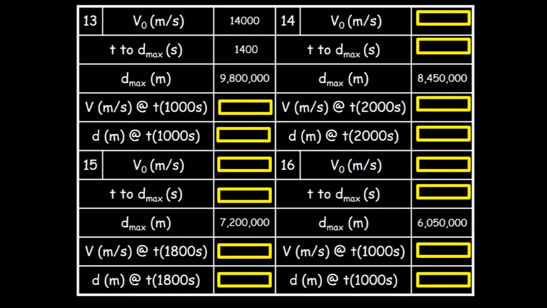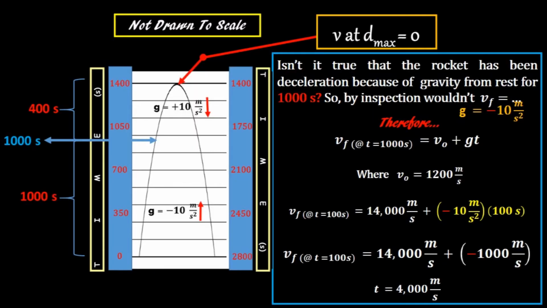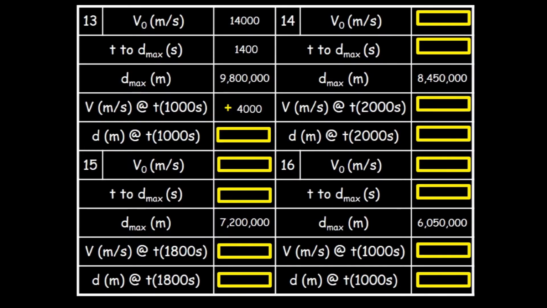So V at T of 1,000 seconds, how would you do that? Well, let's see. It's going to have been going 1,000 seconds, so it's going to lose 10,000 meters per second is how much it's going to decrease. So it's going to be 400 seconds, or 4,000 meters per second at the 1,000 second point. So Vf of t equals 4,000 meters per second. Next, so it's going to be plus 4,000 because it's going up.